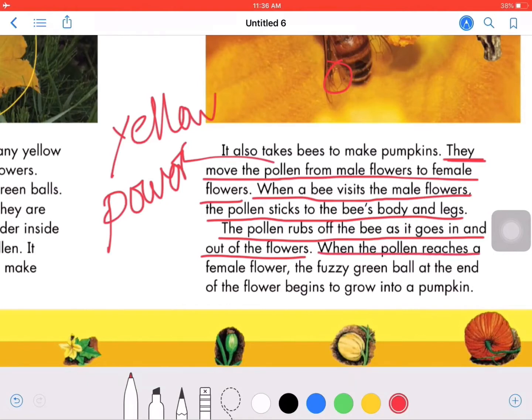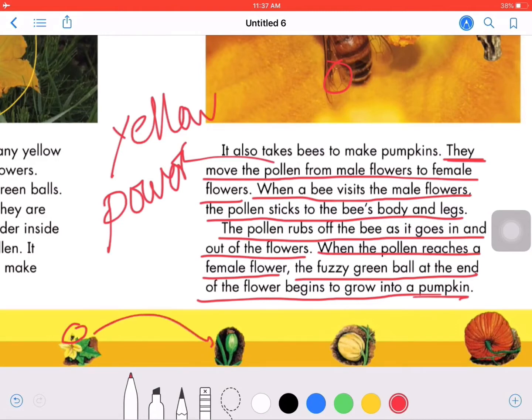When the pollen reaches a female flower, what happens? Why do we want the pollen, the yellow powder, to go to the female flower? The fuzzy green ball at the end of the flower begins to grow into what? Into a pumpkin. So here, this is the fuzzy green ball.